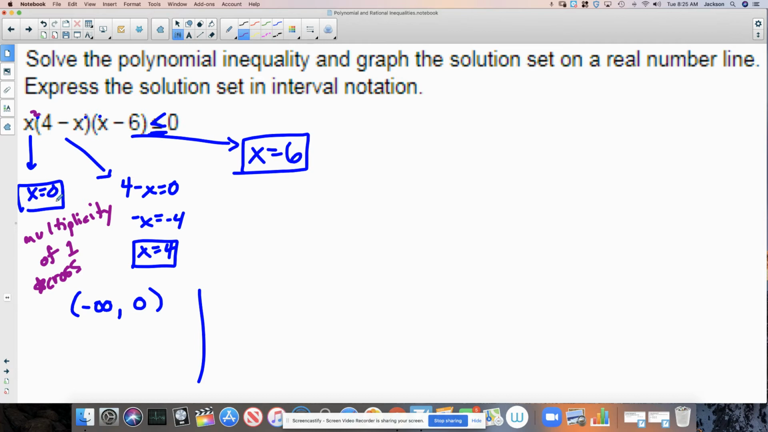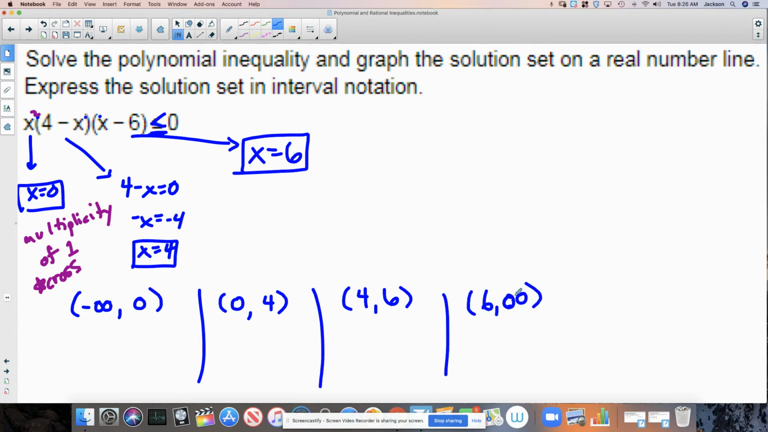We spent some time when we were doing the fundamental theorem of algebra of graphing by hand, just drawing sketches of these polynomial functions based off of zeros and behavior, right? Leading coefficient, degree, multiplicity, all of that still plays an effect on what we're doing here. So from negative infinity to 0, then we pick up at 0, go to the next 0 value, which is 4. And then we have another interval which goes from 4 to 6. And then we have another interval which goes from 6 to positive infinity.